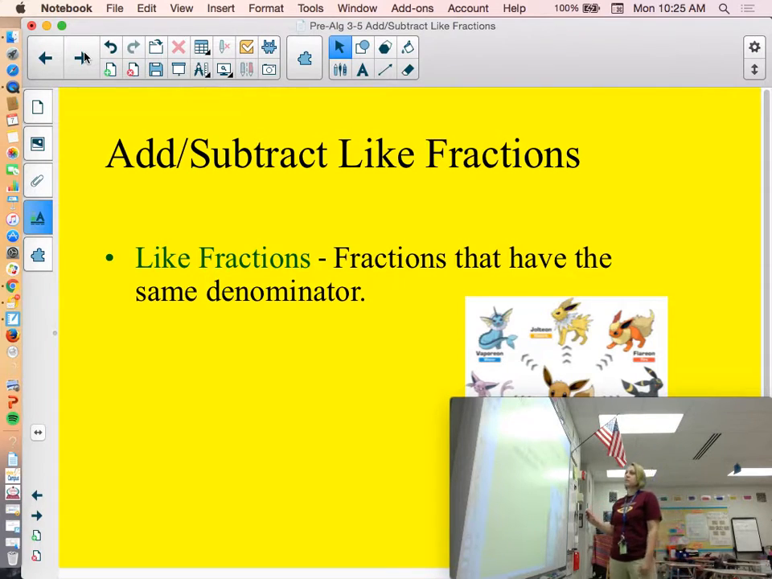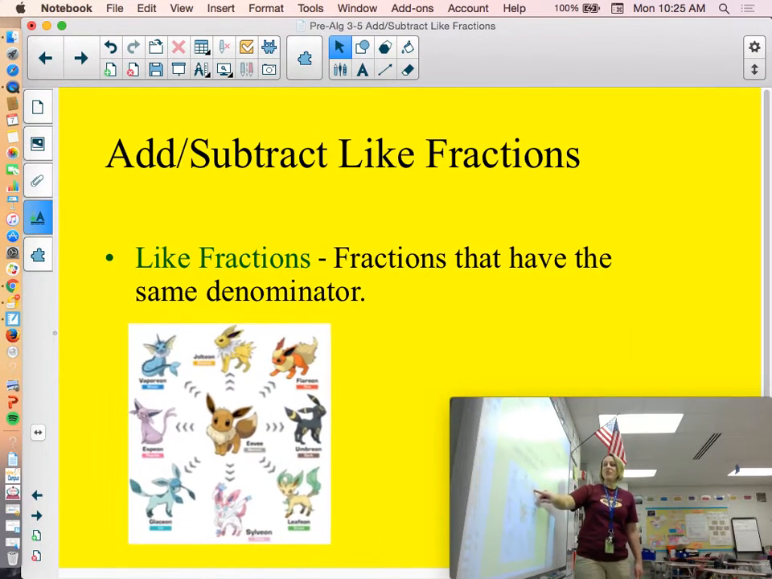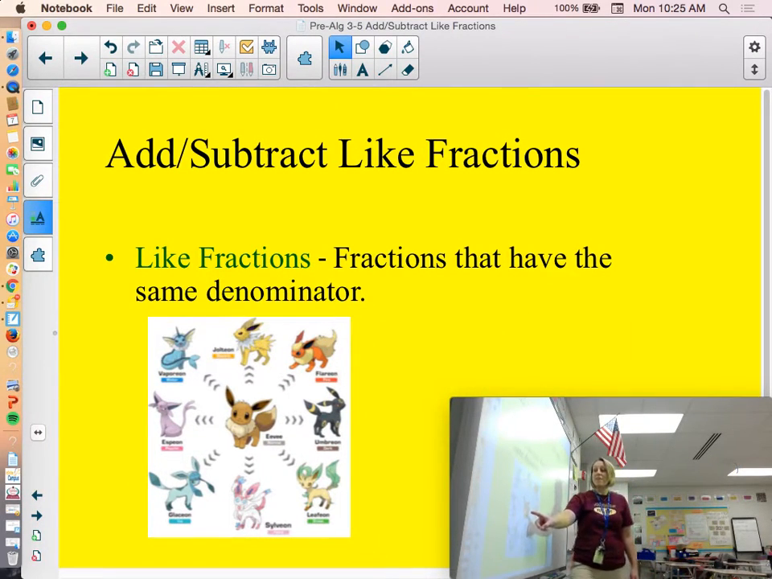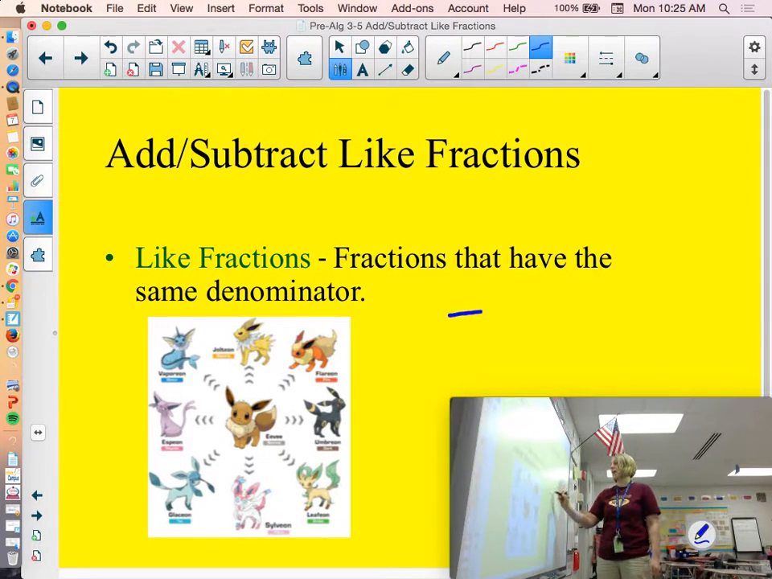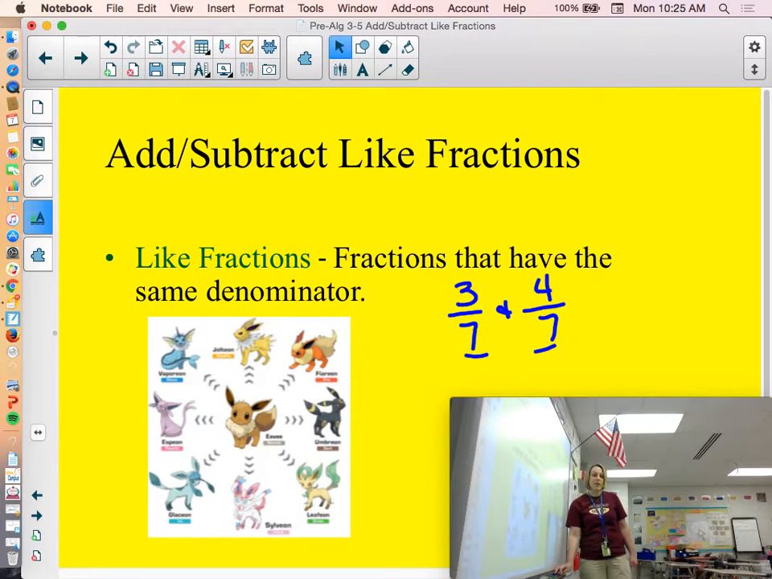All right, here goes. Add and subtract like fractions. Like fractions are fractions that have the same denominator. This is just kind of for fun, but I've got my Evie, and he can be made into a bunch of different types. But for these fractions, we're talking about ones that have a common denominator. So like 3/7 and 4/7. They have to have the same denominator.